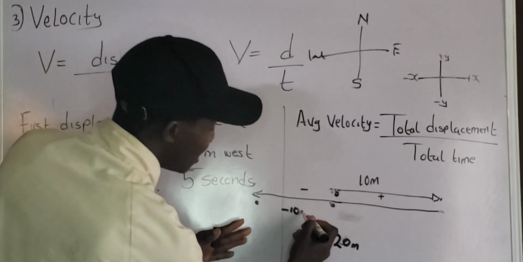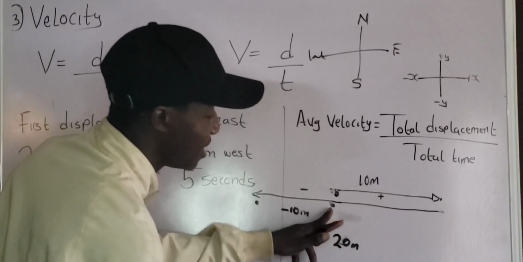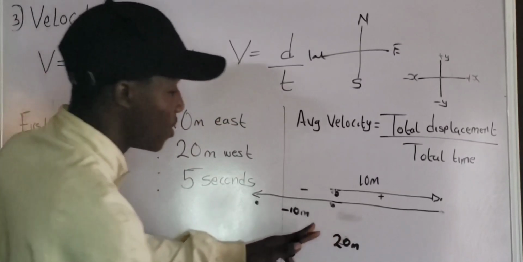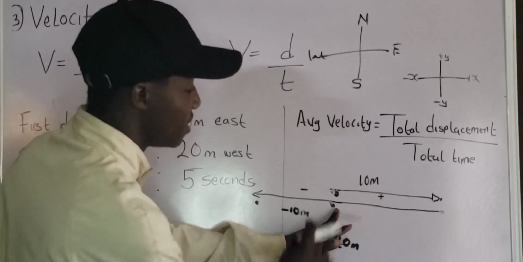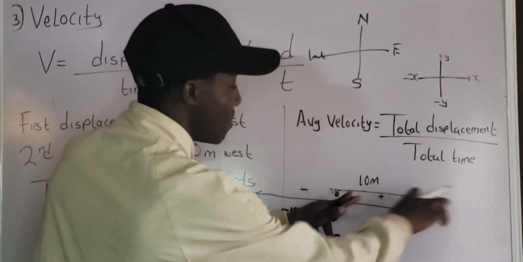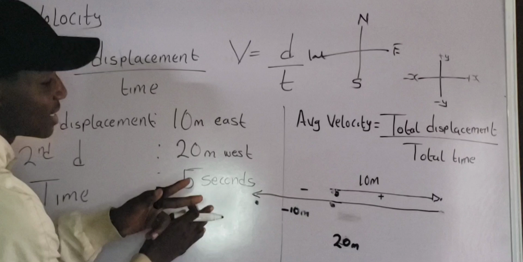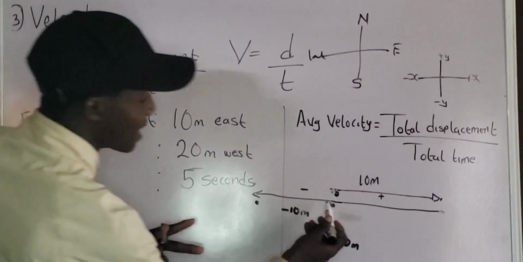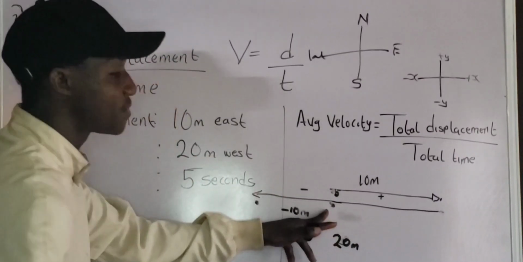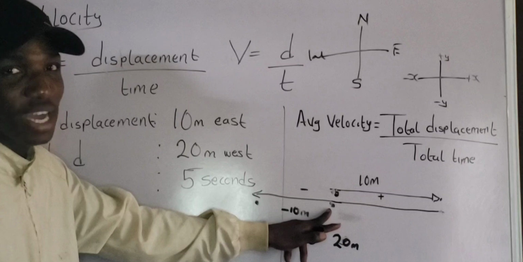This falls along the negative x-axis. This is the point 0. This point is point 0. The first part of the trip is that it travels 10 meters. That is positive. But after that, it travels another 20 meters towards the west. That is, after getting to this point, every one of this displacement becomes negative. Are you getting what I'm saying?